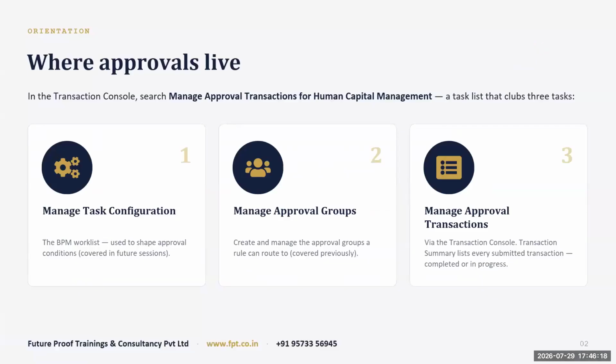So exactly yesterday we discussed the basics of this one, how to go to approvals. Okay, manage task configuration for human capital management. Okay, that is for BPM approvals. Okay, and another one is manage approval transactions. We can go through the transaction console. Okay, we discussed these two yesterday.